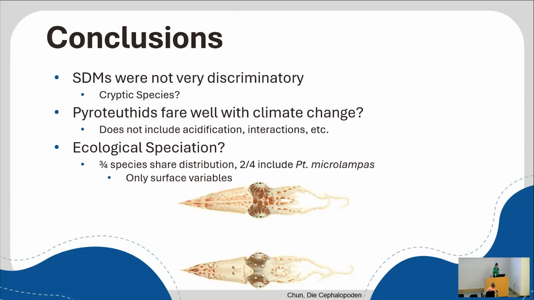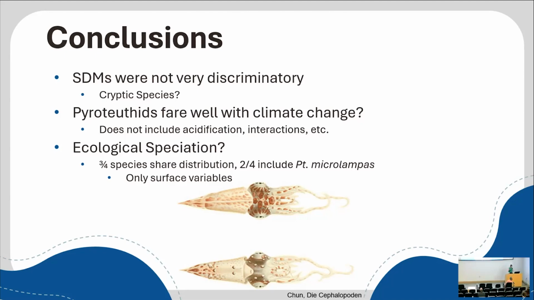And then finally, is there ecological speciation happening? Are these species having different niches? And the answer is, I don't know. 3 out of 4 of the species shown in those comparisons share a distribution. So there's something going on with those different niches, but 2 of those species included the bad model, the Pterygioteuthis microlampus. So I don't know if that E-space is categorized correctly.